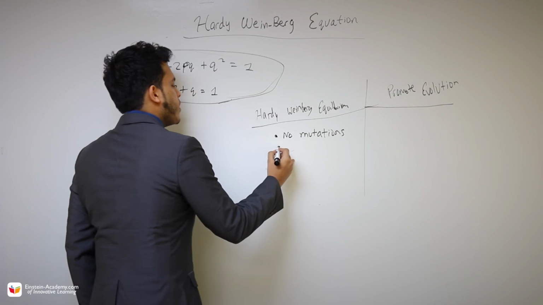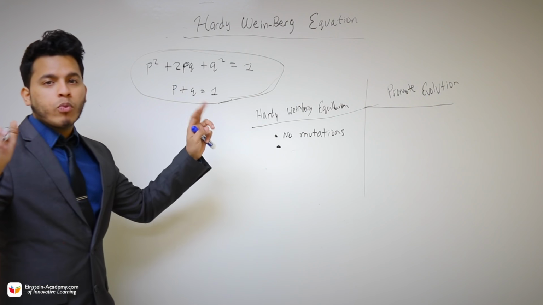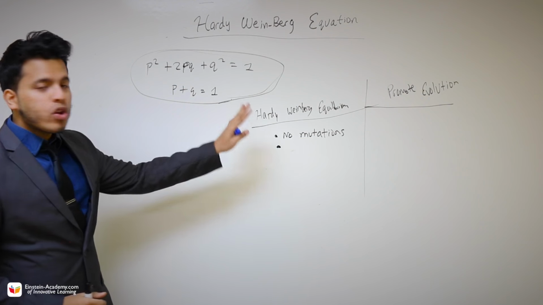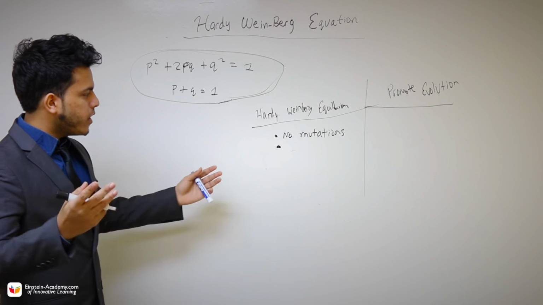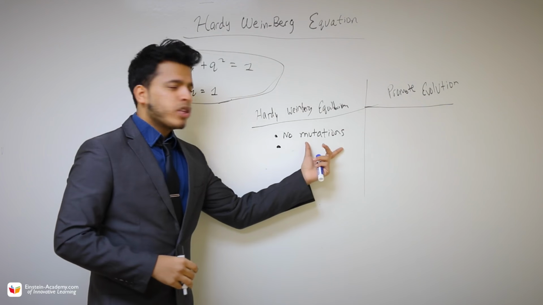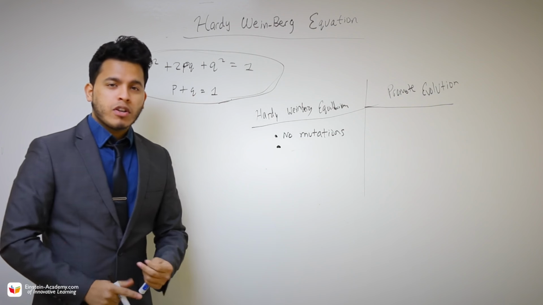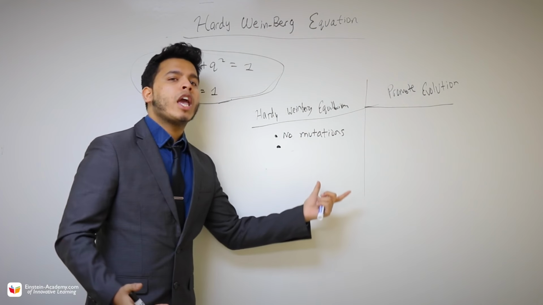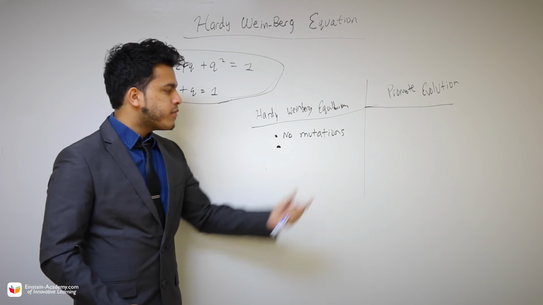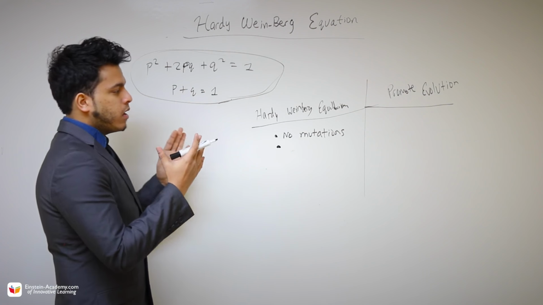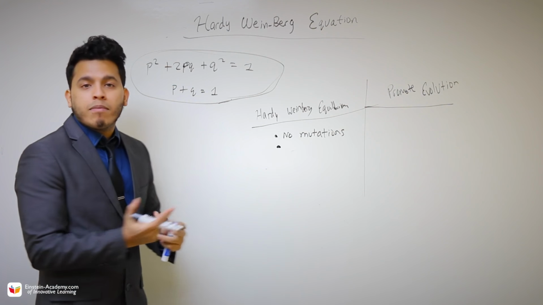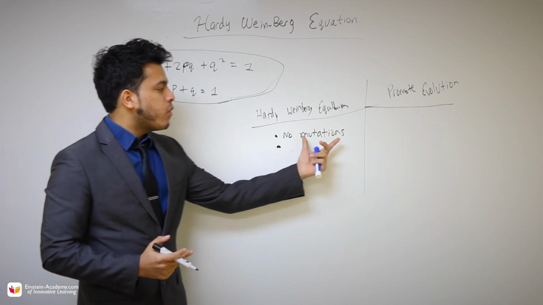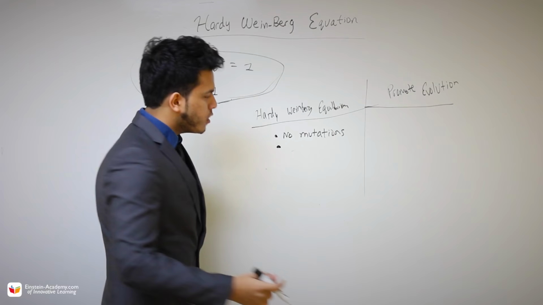So let's just pretend we live in the Hardy Weinberg equilibrium society, and there are no mutations. Great, that's pretty cool. By the way, mutations does not mean that you suddenly look ugly or deformed. Mutations simply mean a change. Okay, so if you have a change from the original diagram, that means you've experienced a mutation, a change.